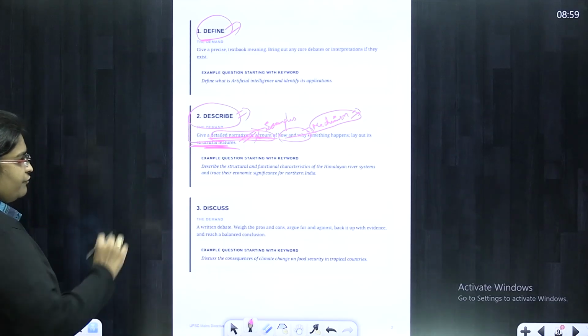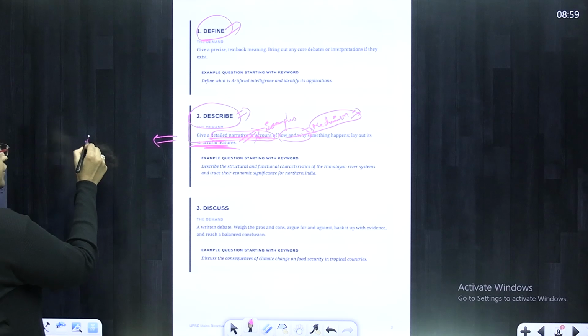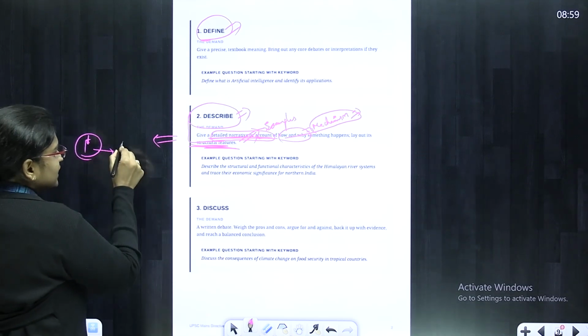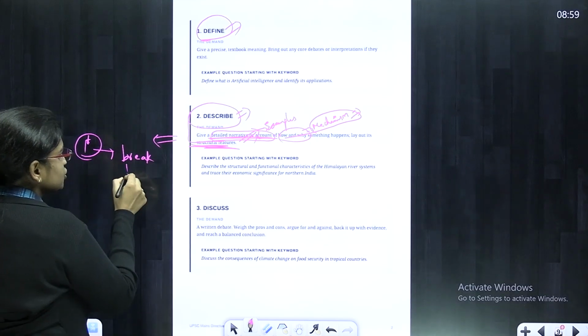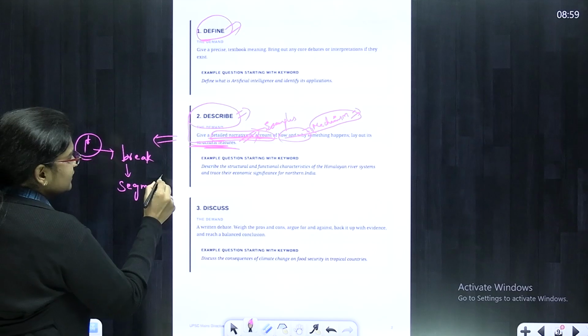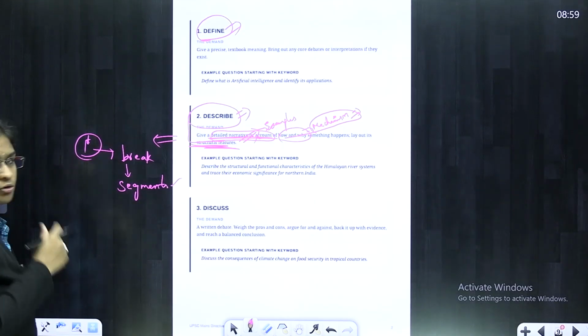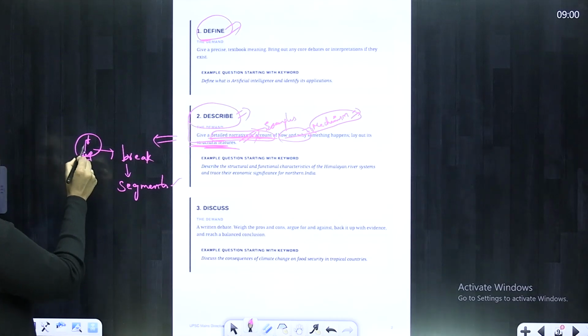Here, first and foremost, as I already told you, the first thing you need to do is try to break the question and identify the number of segments that are being asked in the question. This is the first step.